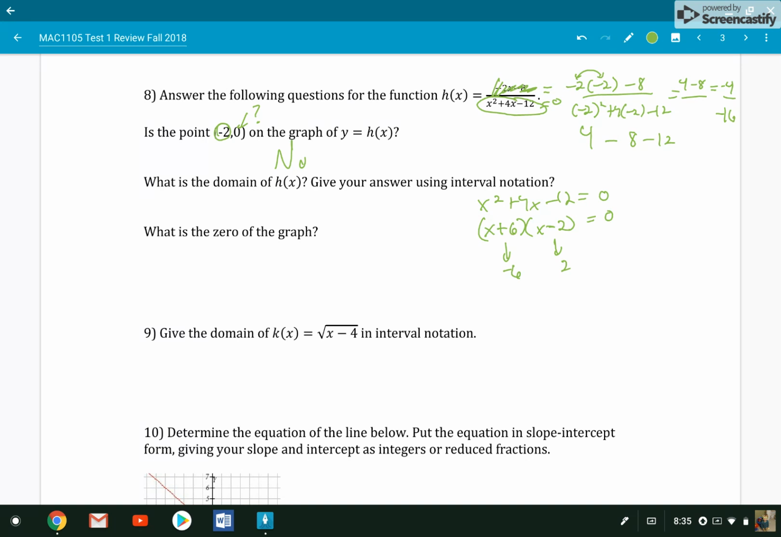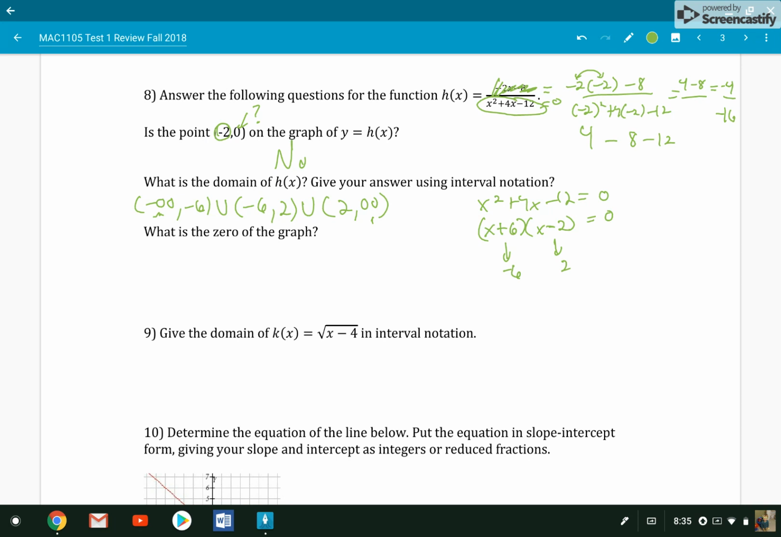And to do that in interval notation, I would say we go from negative infinity to negative 6, unioned with negative 6 to 2, unioned with 2 to infinity. So I'm going from negative infinity to infinity, but with a gap at negative 6 and a gap at 2.